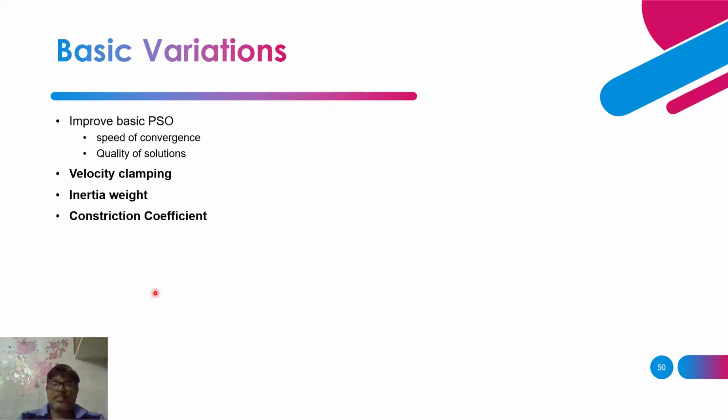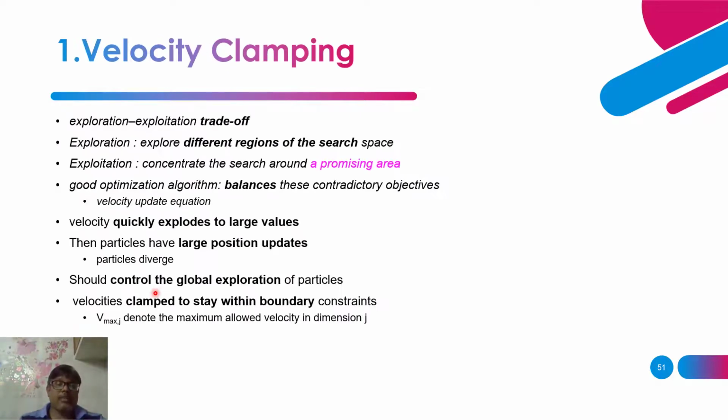What is velocity clamping? See, there is always a trade-off between exploration and exploitation. Exploration is nothing but exploring different regions of the search space. Exploitation is concentrating the search around a promising area. So a good optimization algorithm should balance these two contradictory objectives. The velocity update equation is the main equation that gives you the balance between these two.